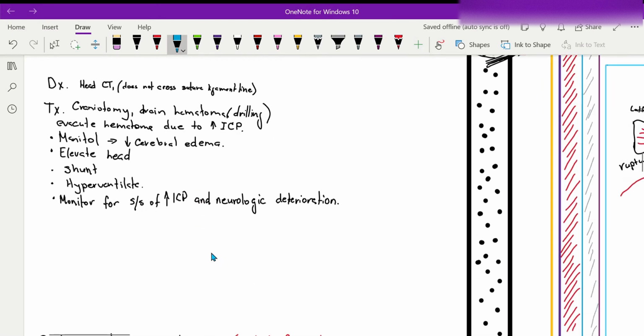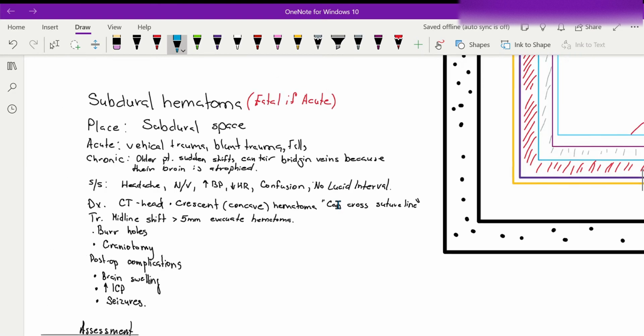Okay, diagnosis: CT scan of the head. Treatment: craniectomy, drain hematoma, drill, evacuate hematoma due to increased intracranial pressure, mannitol, decrease cerebral edema, elevate head, have a shunt, hyperventilate, monitor for signs and symptoms of increased intracranial pressure and neurologic deterioration, and you can add sedate the patient.